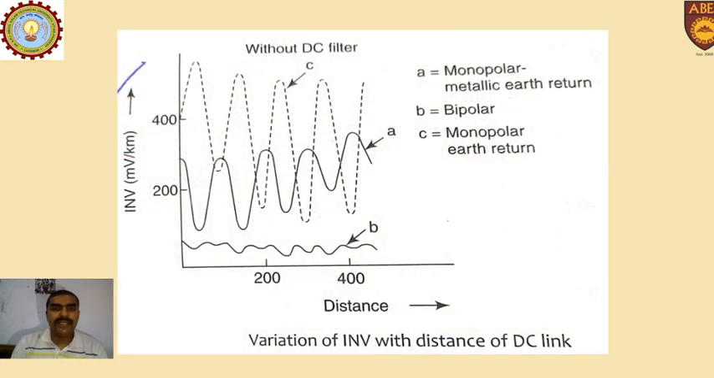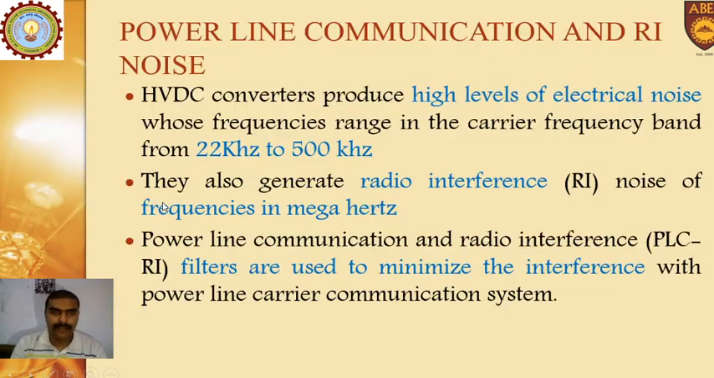This is the variation of INV with the distance of the DC link. Here A is for the monopolar with metallic earth return, B is for the bipolar line, and C is for the monopolar earth return. The x-axis shows distance and the y-axis shows INV, whose unit is millivolt per kilometer.